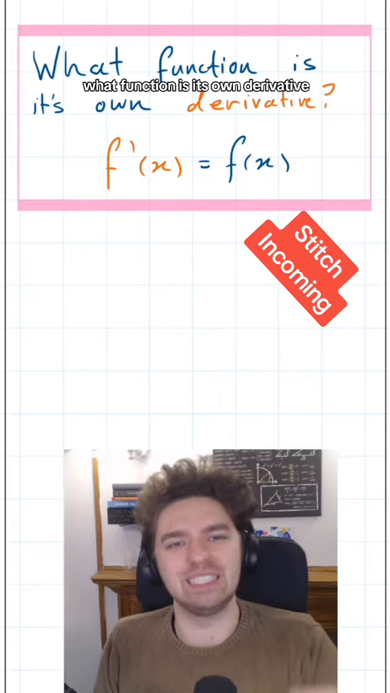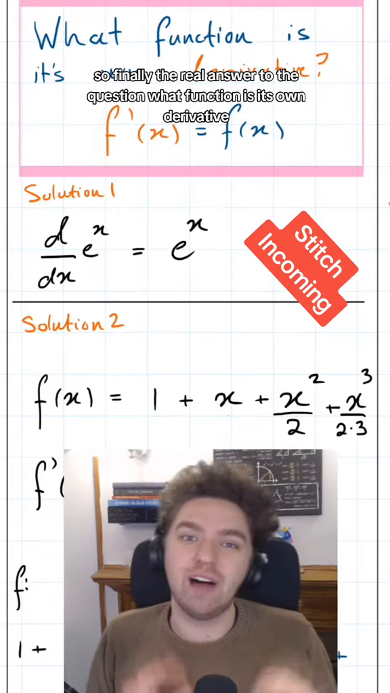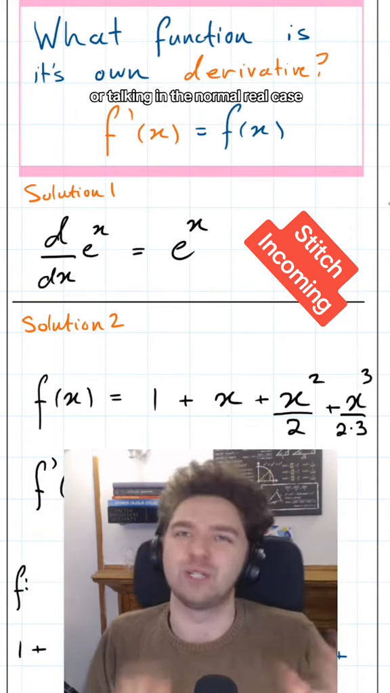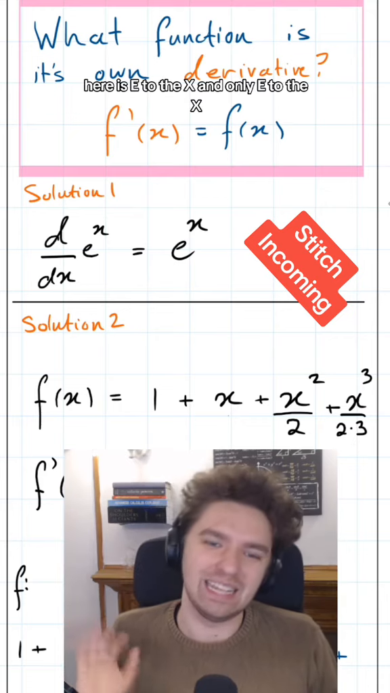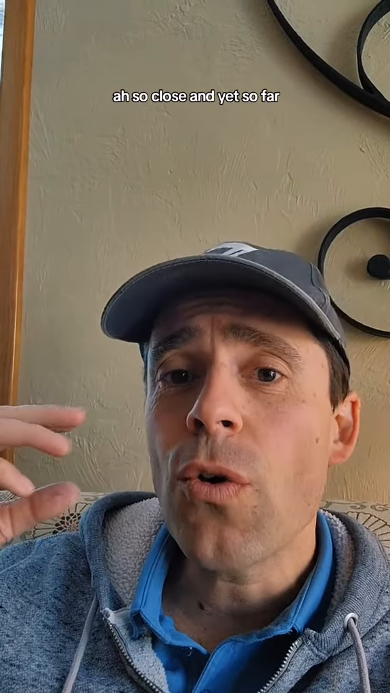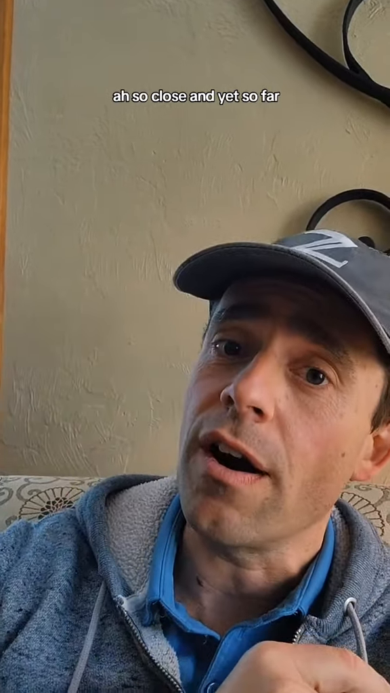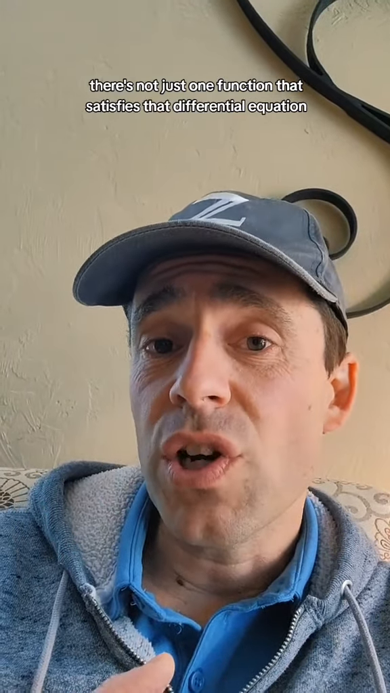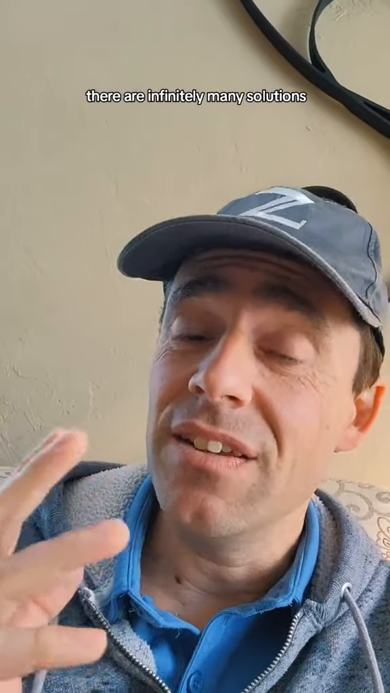What function is its own derivative? So finally, the real answer to the question, what function is its own derivative, we're talking in the normal real case here, is e to the x and only e to the x. So close and yet so far. Because of course, there's not just one function that satisfies that differential equation, there are infinitely many solutions.